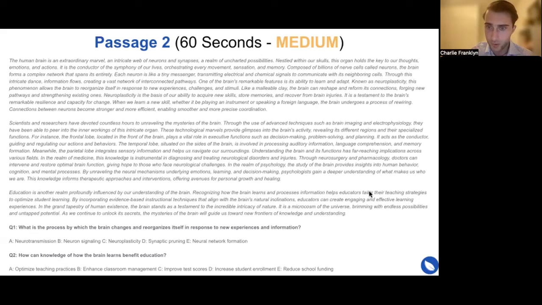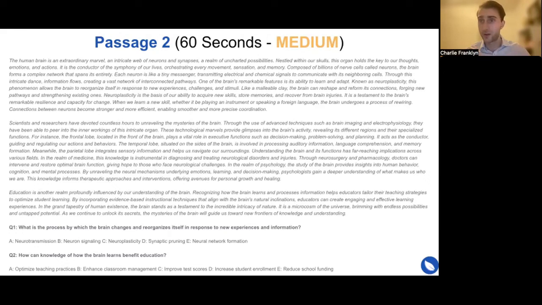Recognizing how the brain learns and processes information helps educators tailor their teaching strategies to optimize student learning. By incorporating these strategies that align with the brain's inclination, educators can create engaging and effective learning experiences. So I'd say it's probably, yeah, agree. A, optimize teaching practices, because they're optimizing based on their understanding of the brain. And so, yeah, that's really the key thing you want to focus on here.